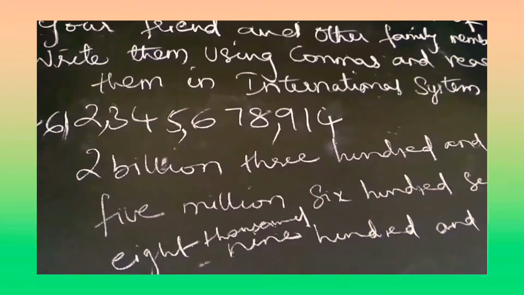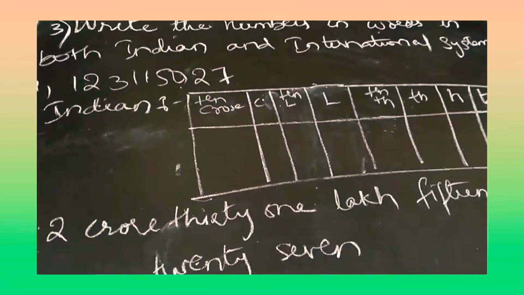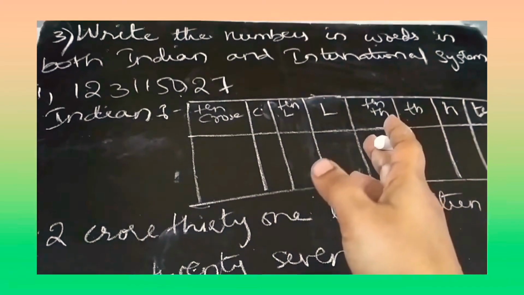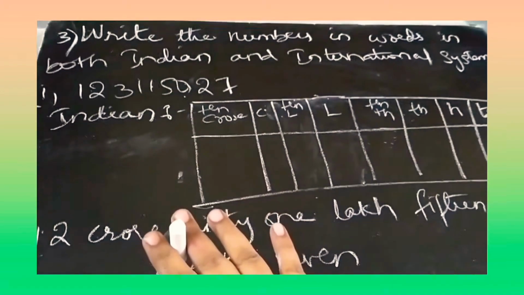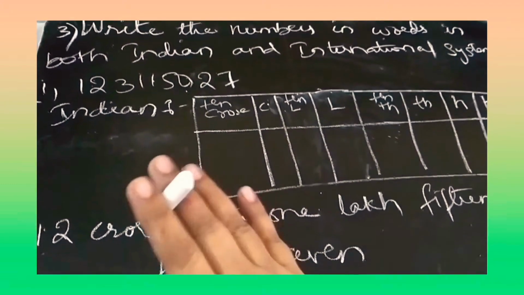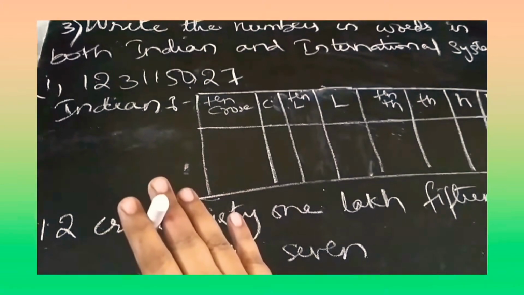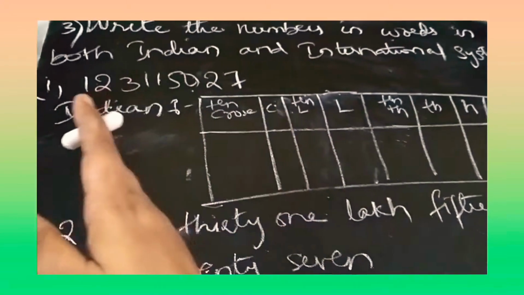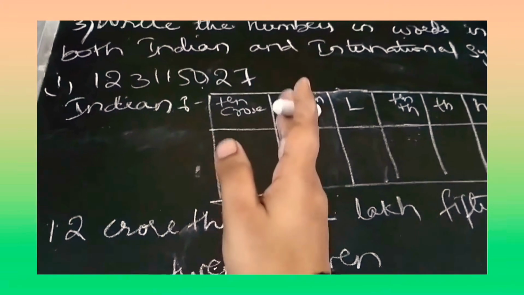Okay, got it? Third sum is write the numbers in words in both Indian and international system. Here numbers are given, you have to write the numbers in Indian system and also in international system. First we will write this number in Indian system. So count the number from the right side. Don't take from the left side. Take from the right side.